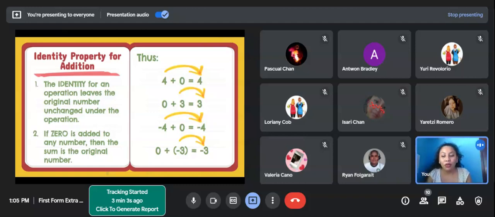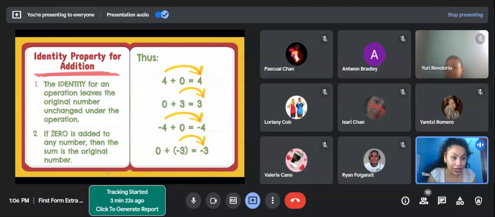So now the identity property talks about when I do something to a number, then whatever answer I get has to be that same number. Right? So that is the identity. We have a 4, my answer has to be 4. We have 1, my answer has to be 1.